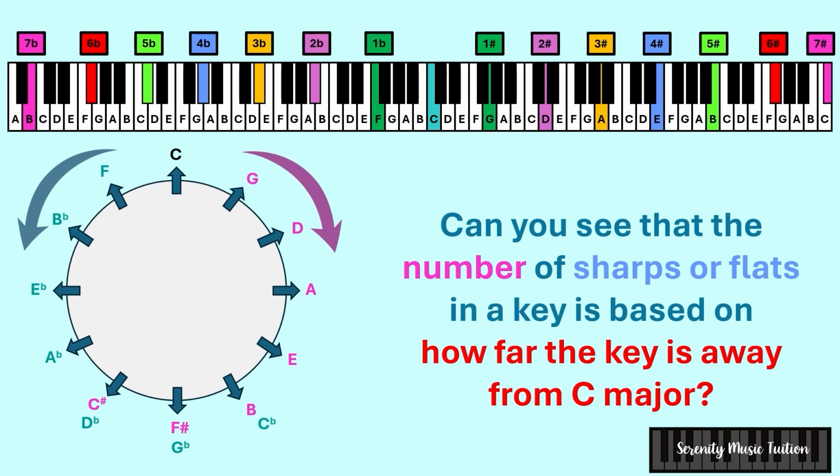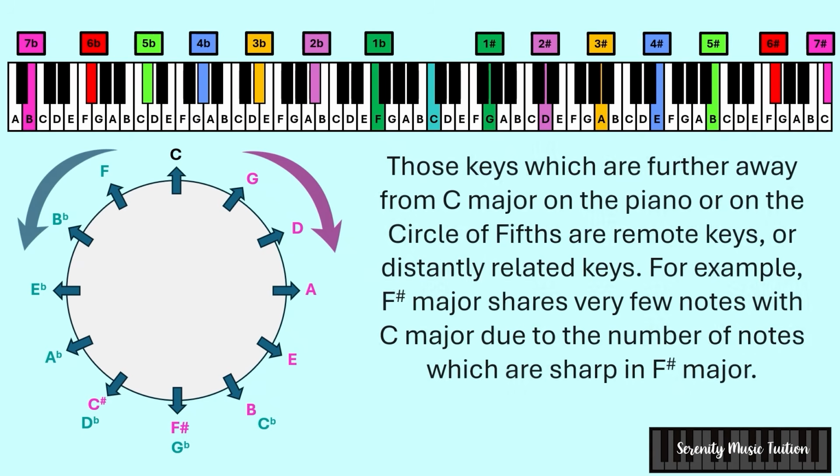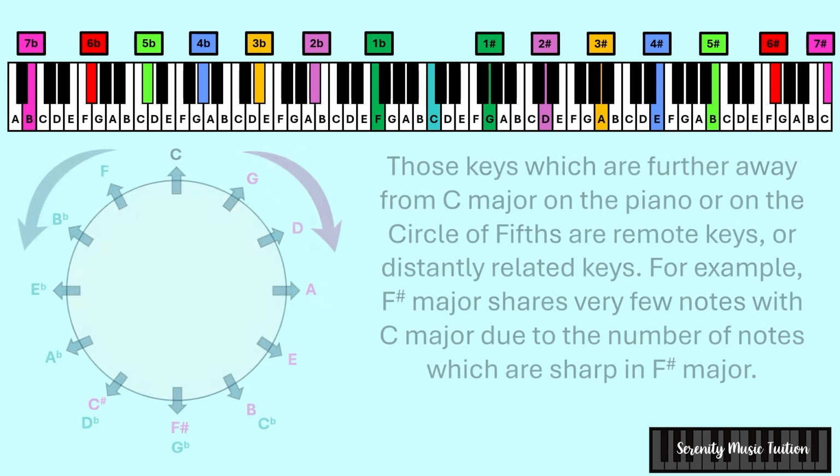Can you see that the number of sharps or flats in a key is based on how far the key is away from C major? Those keys which are further away from C major on the piano or on the circle of fifths are remote keys or distantly related keys. For example, F sharp major shares very few notes with C major due to the number of notes which are sharp in F sharp major.